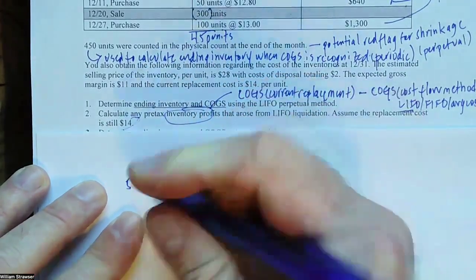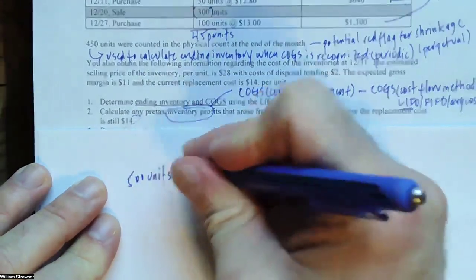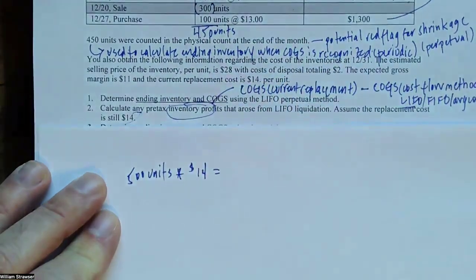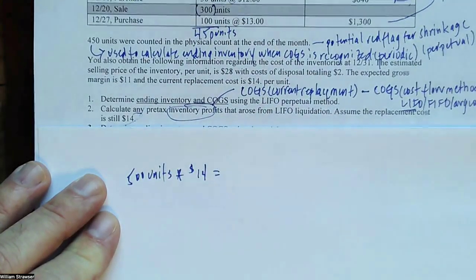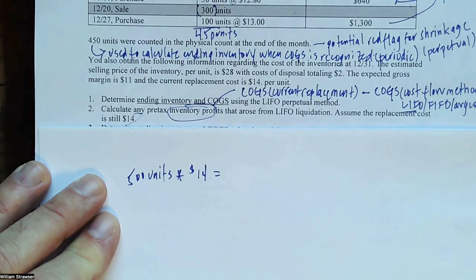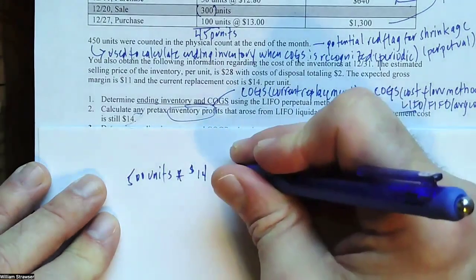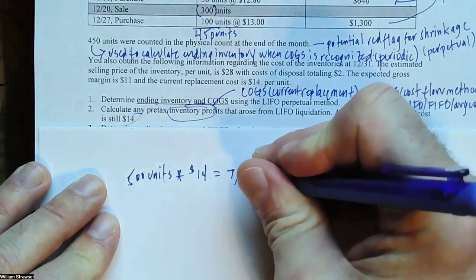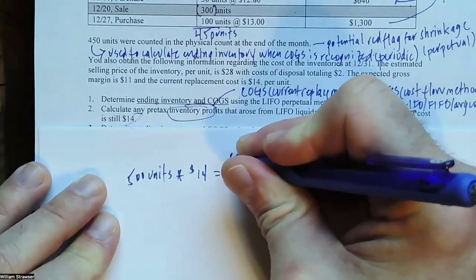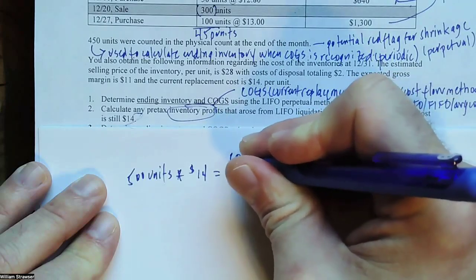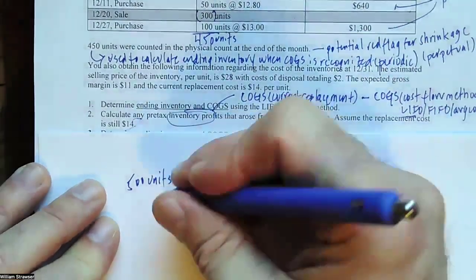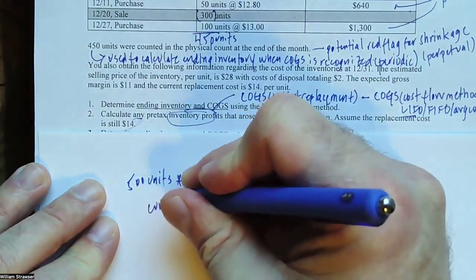And we can put them all together because we're only looking at one price point, $14, the current replacement cost, current market price. And that comes to 7,000. So if we had sold at $14 and reported that as our COGS, this would be what we would record as COGS. That's under the current replacement cost.